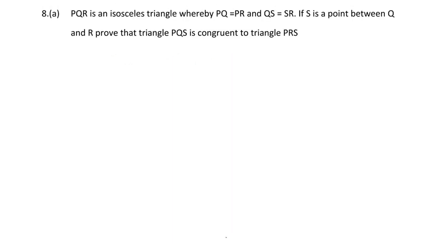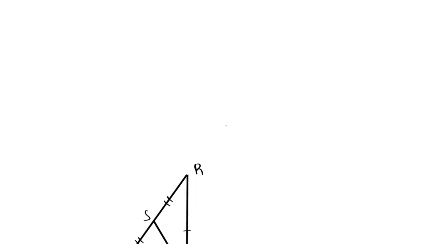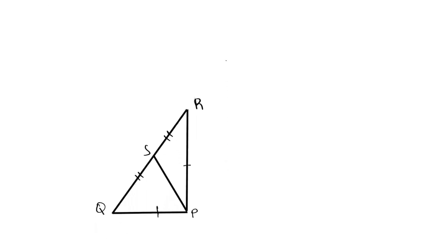Question number 8a, PQR is an isosceles triangle whereby PQ equals PR and QS equals SR. If S is a point between Q and R, prove that triangle PQS is congruent to triangle PRS. Okay, so let us consider the following sketch for the triangle PQR.